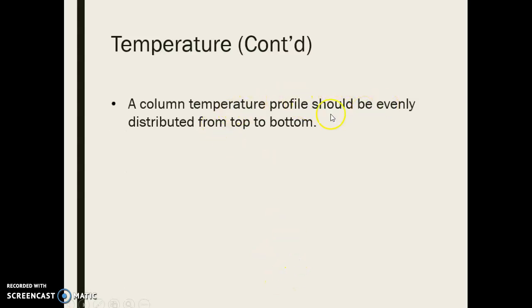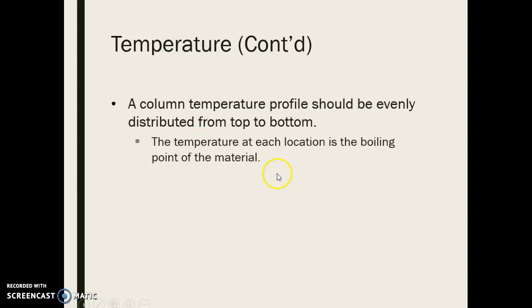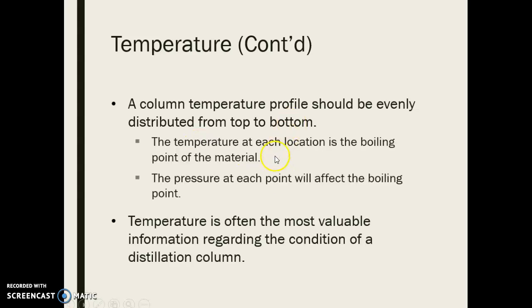A column temperature profile should be evenly distributed from the top to the bottom. What you'll always find in the column, and you should find this when it's working correctly, is a slight decrease as you rise up the column. Remember, the hottest is at the bottom, and the low boilers, those that boil at a lower temperature, come off the top. So the temperature slightly decreases as you go up. The temperature at each location is the boiling point of that material.